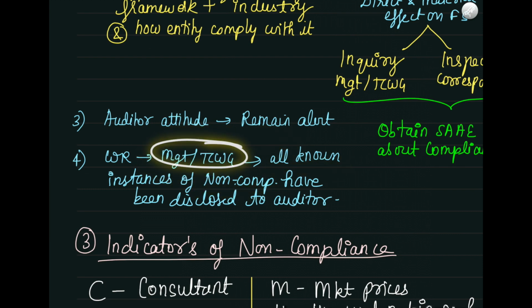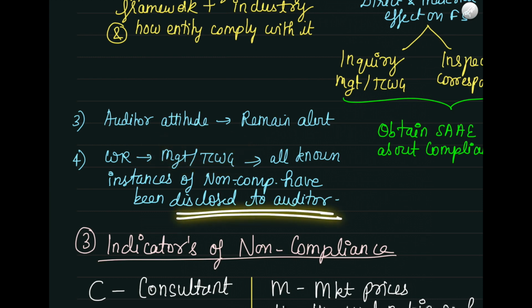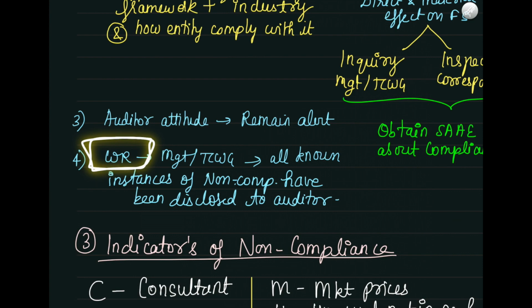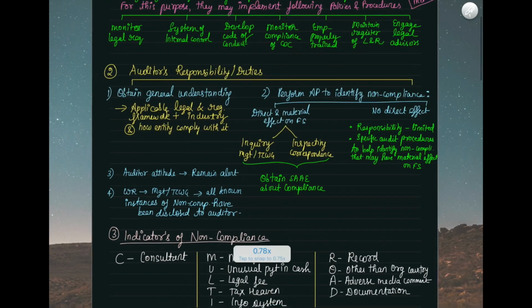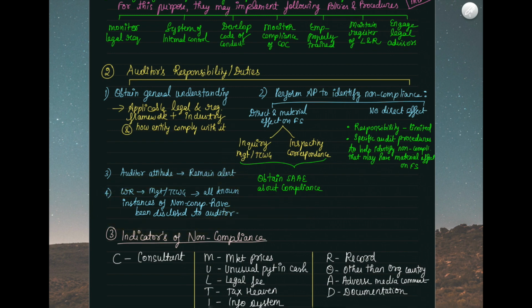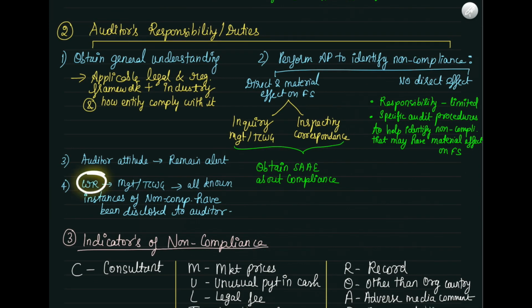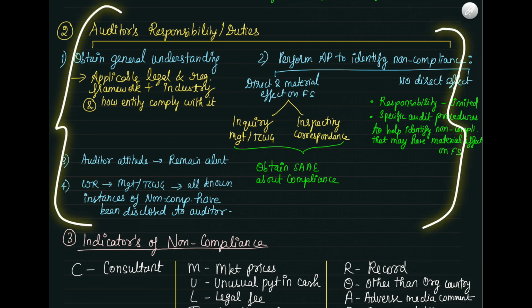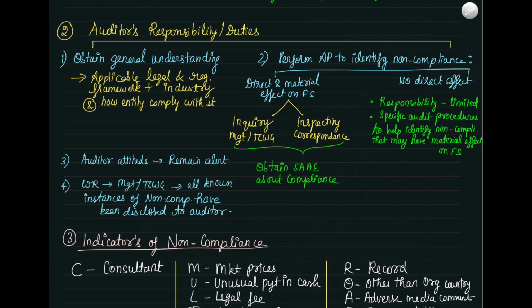The management and TCWG have disclosed to the auditor, so please take a written statement, a written representation from them also. Because it is their duty to tell the auditor first whatever non-compliance was there in the company, so please make sure you get a written representation from them. So these are the four steps that an auditor has to do in such a case.